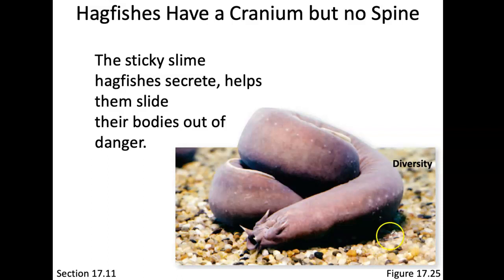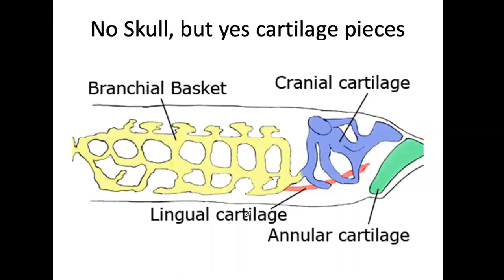Hagfish have a cranium, right? So it's in here, in this little skull-like structure, but no spine, as we think of it. So they have another adaptation. They're soft-bodied, and they have an adaptation that helps other organisms not eat them. And that is they secrete this sticky slime, and a fish that's trying to bite it and all of a sudden gets a mouthful of slime will let go and not eat it. So they are pretty spectacular.